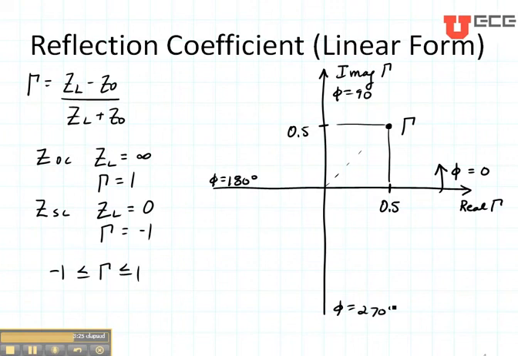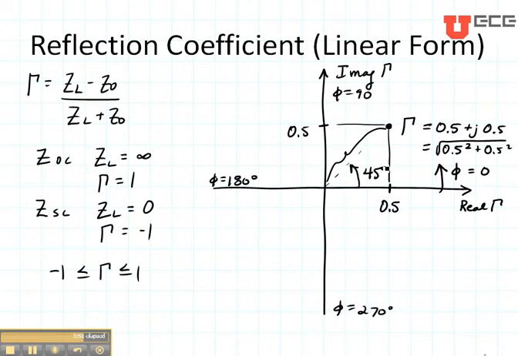So the point that I just drew that had a reflection coefficient of 0.5 plus j0.5 can also be written as a magnitude and a phase. What's that magnitude going to be? It will be the square root of 0.5 squared plus 0.5 squared. That's its magnitude, and it's going to have a phase. What's that phase? 45 degrees. So it has a magnitude given here and a phase of 45 degrees. That's how we plot our reflection coefficient.